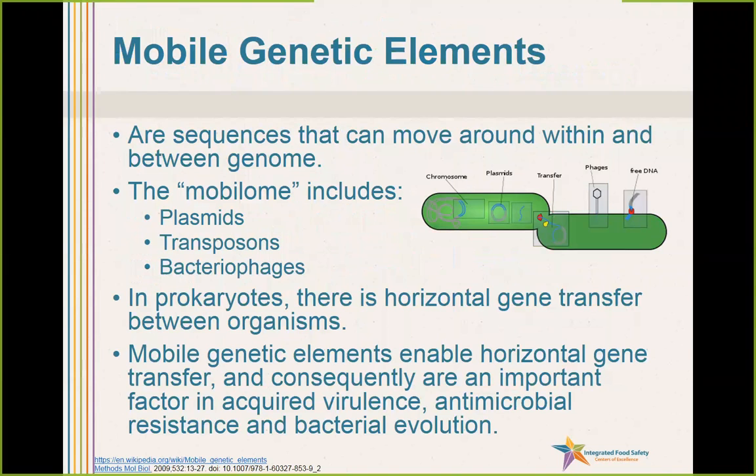So now I'm going to talk for a few minutes about mobile genetic elements, which I've begun referring to just a little bit now. Mobile genetic elements move around and within and between genomes. They enable what's called horizontal gene transfer and consequently are an important factor in acquired virulence, antimicrobial resistance, and bacterial evolution.